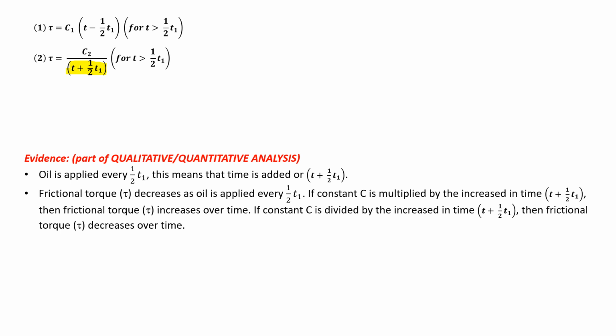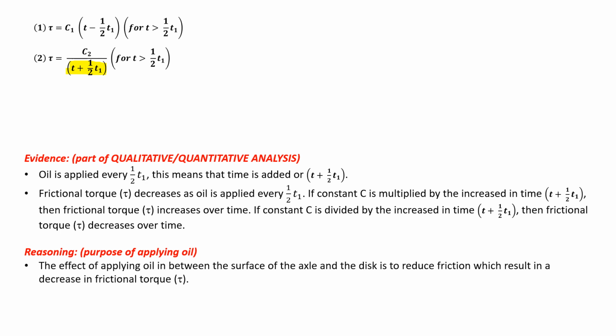Again, if you multiply it, you will increase the amount of torque. So, reasoning or purpose of applying oil. Simple. The effect of applying oil in between the surfaces of the axle and the disc is to reduce friction, which results in a decrease in frictional torque. So we want to reduce frictional torque. So this is my reasoning, and that is the purpose of applying oil.